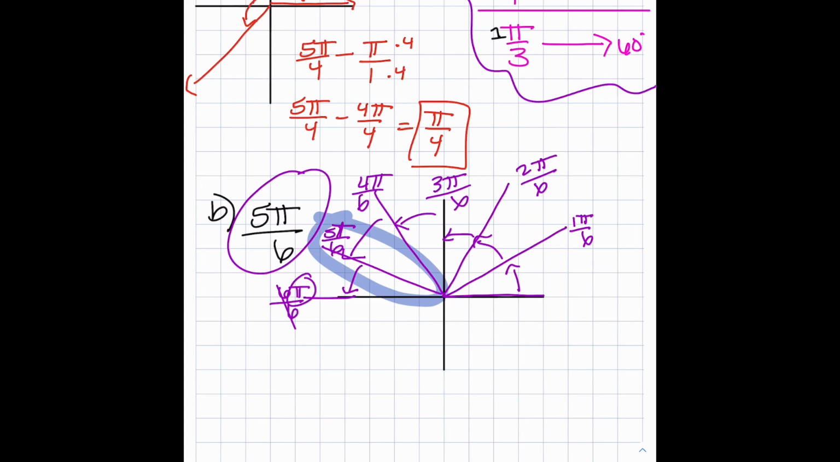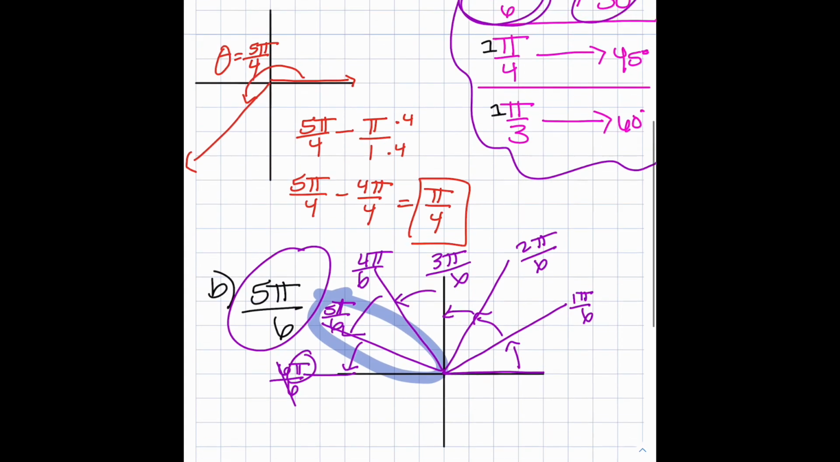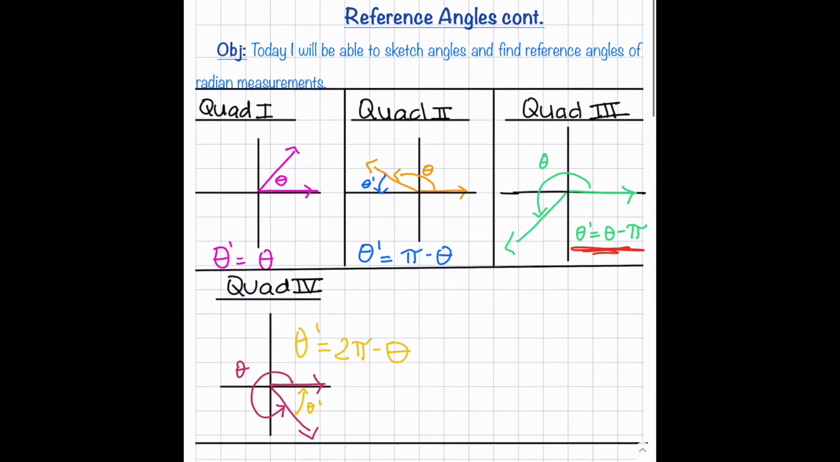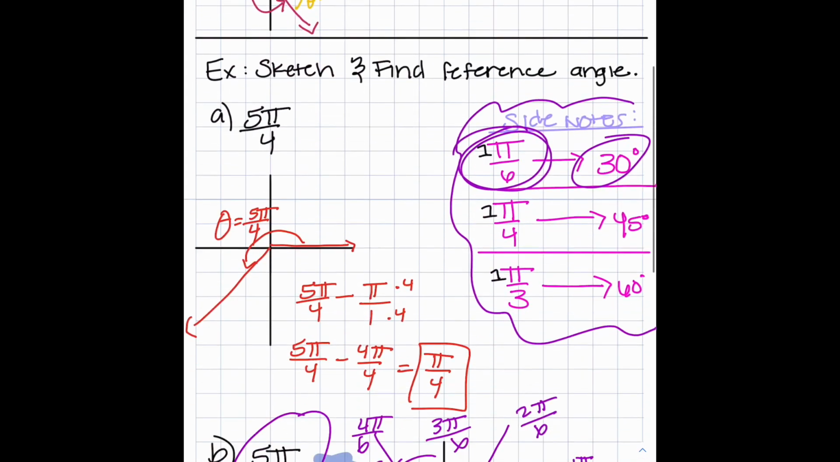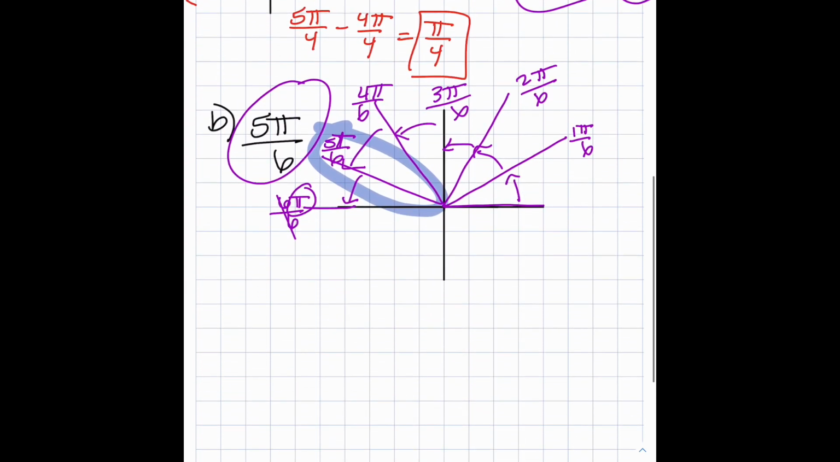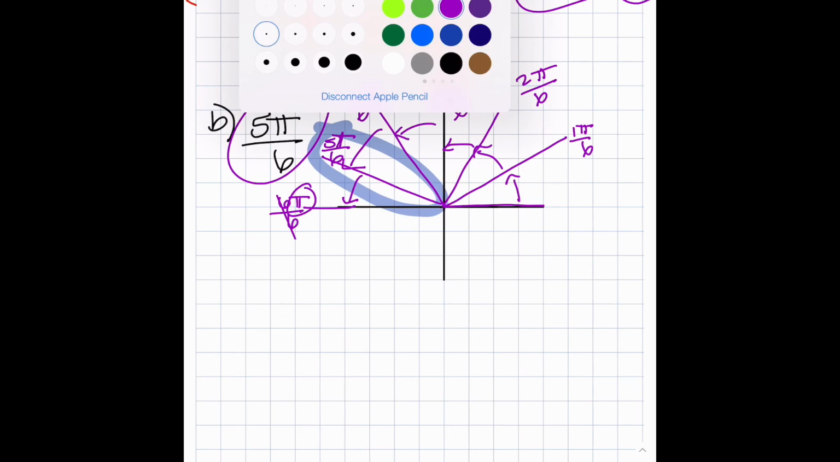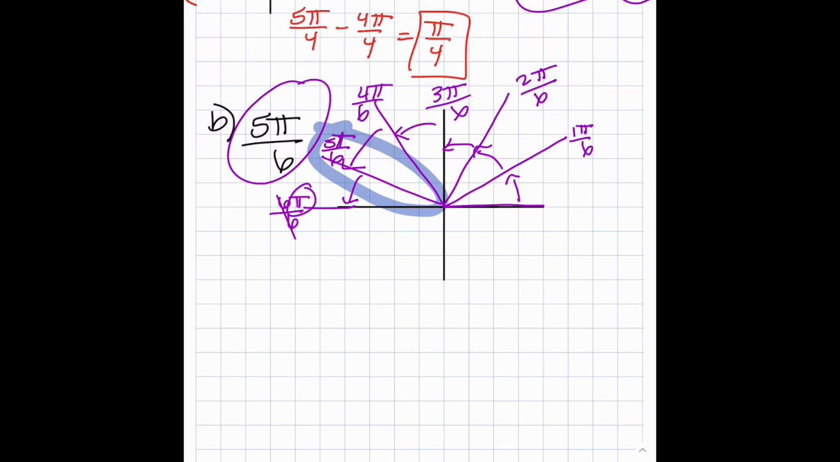So which quadrant did you land in? I landed in the second one. So let's go back up. The rule for the second one is take pi and subtract theta from it. Now, you don't need to draw all of these angles here. I just did it now to show you guys a practice of how I graph this.